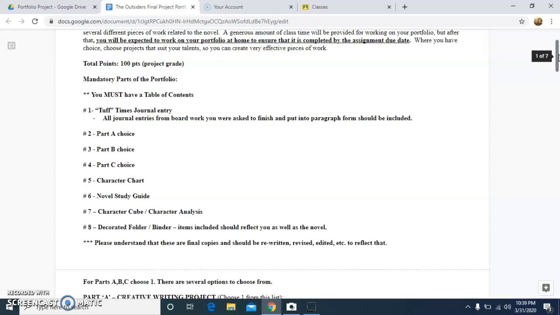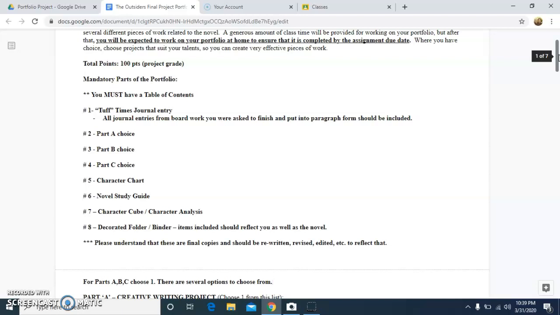You're going to see in the rest of this portfolio assignment that we get into what's called Part A choice, Part B choice, and Part C choice. It's exactly what it means. So for each part, A, B, and C, you're given different options and you're going to choose from those. So again, these are required parts. So Part A, B, and C are required.